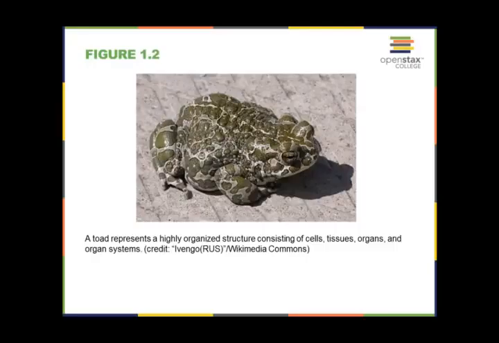So for example, you have a toad here. This is an example of being highly organized. He's made up of cells. The cells are going to come together to form tissues. The tissues come together to form organs and the different organ systems within the toad. So for example, his digestive system has order to it. It's going to be made up of multiple different organs, all looking to get nutrients into his body.